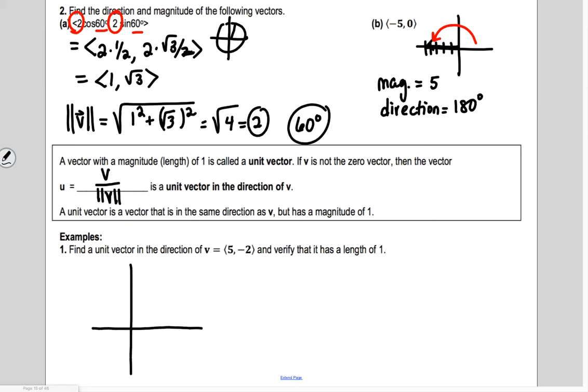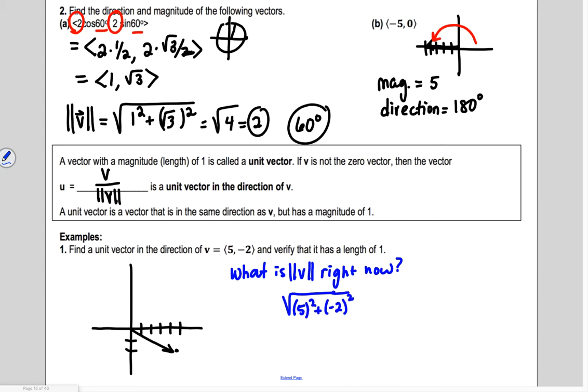So if I have 5, -2, 1, 2, 3, 4, 5, right there. What is the magnitude of v right now? What's the length of v right now? Sorry, I always do one line. Square root of what? We're going to have our 5 squared plus -2 squared, right? The length. So we get the square root of 29.